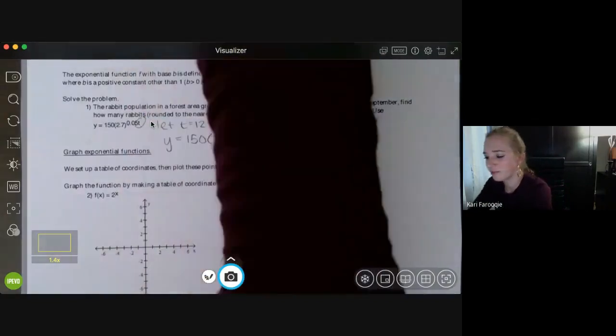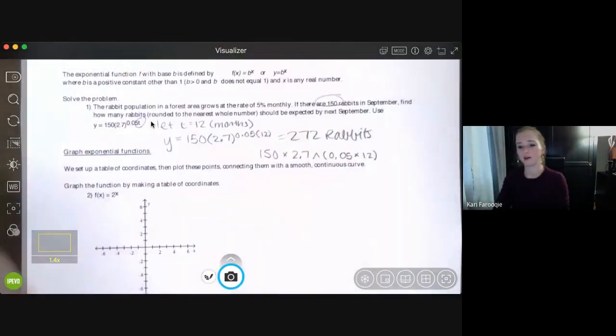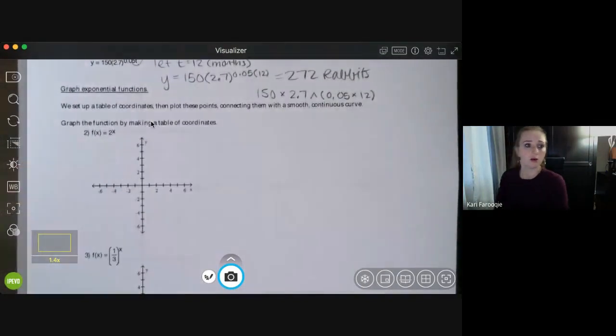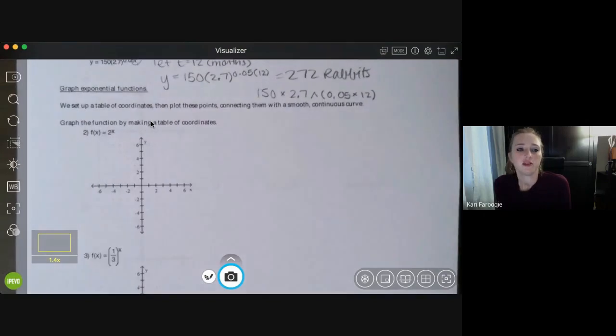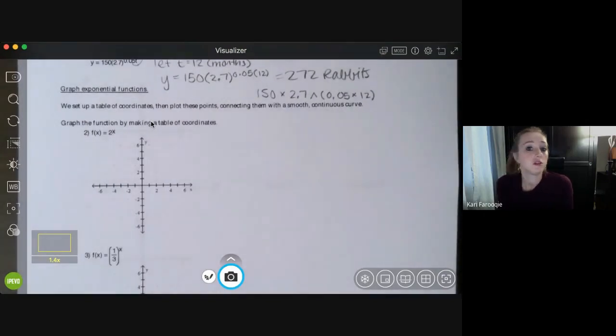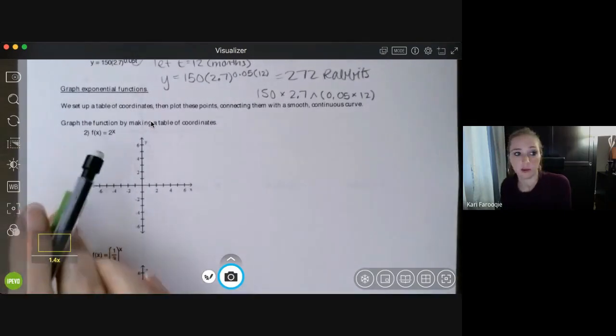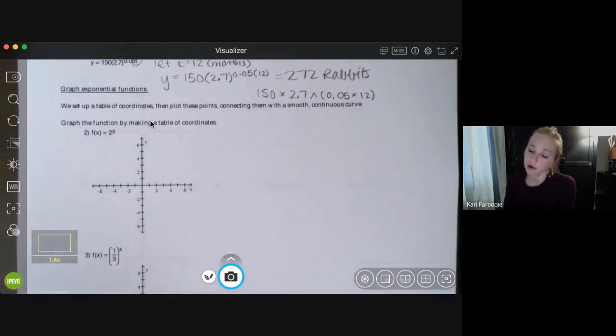We hope. Let's talk about how to graph these functions. Okay, we set up a table of coordinates, then plot the points connecting them with a smooth continuous curve. Now, I'm guessing right now most of you don't know what you expect this graph to look like, but once you start to graph these, you're going to notice that they all look pretty similar. Some of them are going to ascend more quickly, or some of them are going to descend instead of ascend, but they're all going to be doing similar types of things. So you're going to see what this function looks like.